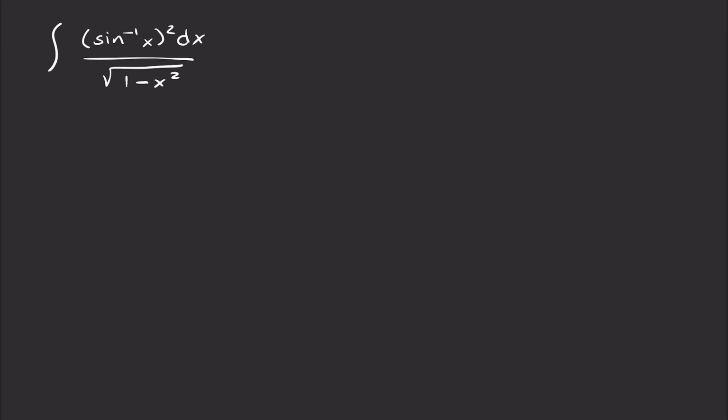So our next integral, we have the integral of inverse sine of x all squared divided by the square root of 1 minus x squared. So for this, we can use u equals sine inverse of x. And our du, you need to remember the derivatives of your inverse trig functions. This will just be 1 over square root of 1 minus x squared dx.